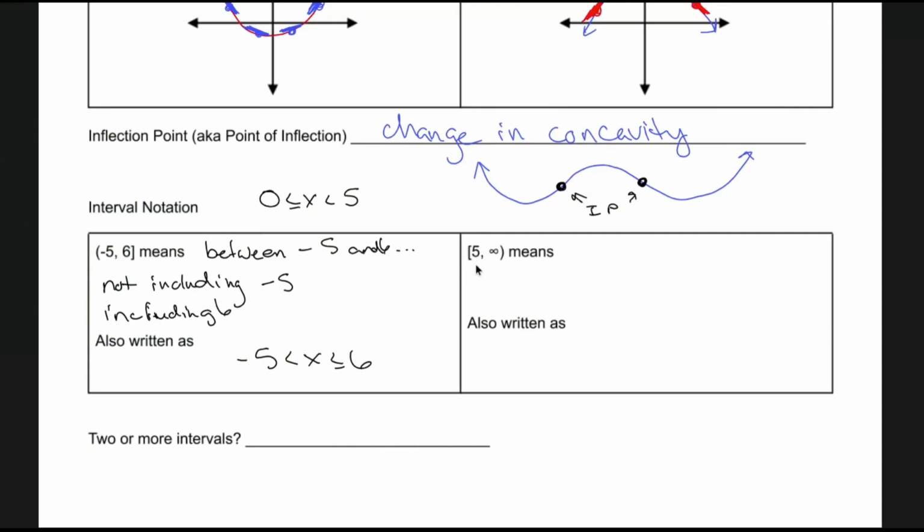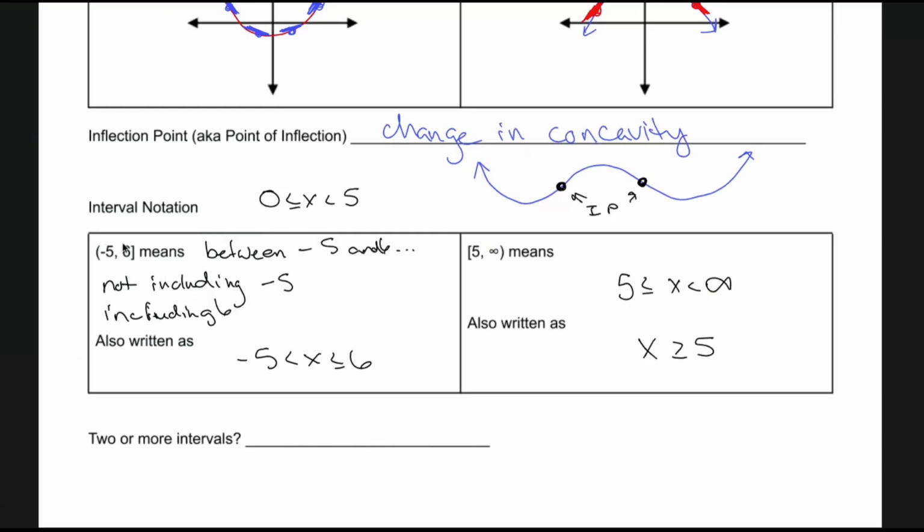Okay, so without having to write this out, you would include 5, but it doesn't even make sense to include infinity. You never put a bracket around infinity. You only put parentheses around infinity. So we would write this out two ways, actually. We could write this out as 5 is less than or equal to x, which is less than infinity. But I think most people would prefer to write it out as everything greater than or equal to 5, up to infinity.